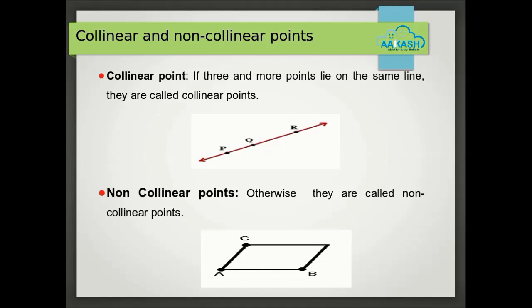Collinear points. If three or more points lie on the same line, they are called collinear points. As you can see in the figure, points P, Q, R are collinear. Non-collinear points. As you can see in the figure, A, B and C are non-collinear points.